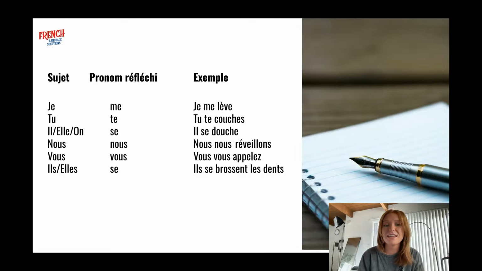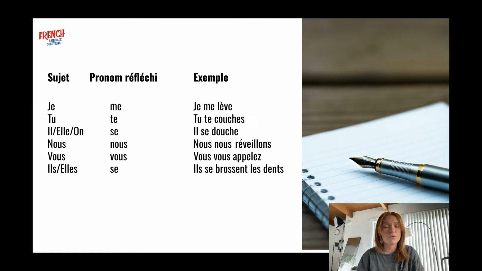Doucher finishes with er. So I know that for il, elle, on, my ending of the verb is e. Se douche, ending it with e. And then, because it's il, elle, on, I know that I need to put the right pronoun for them, which is the se. Il se douche, he's showering himself.